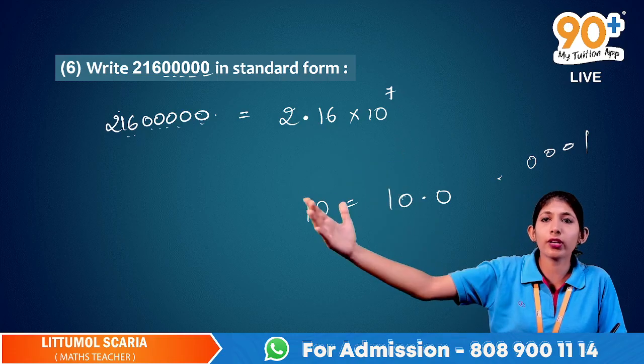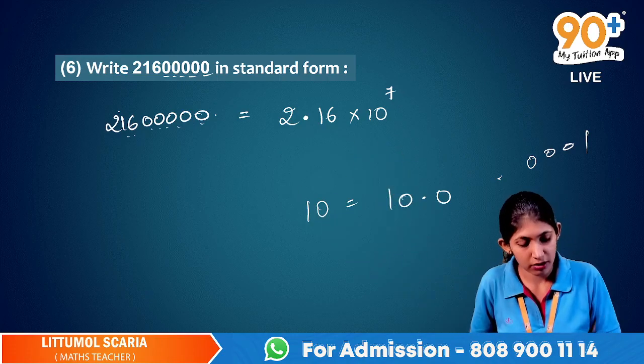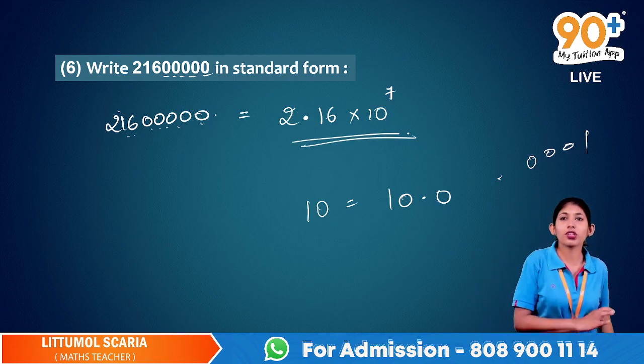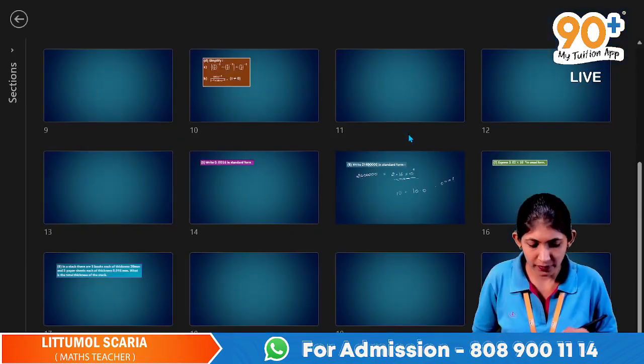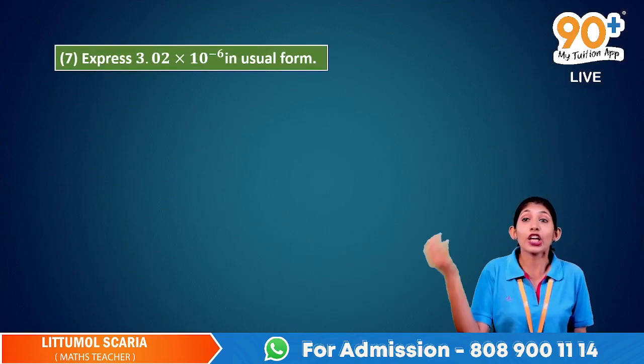It's a huge number, a very big number, very large number, so what will it be? Positive. That's it. 2.16 into 10 to the power 7. Okay, fine. Yes, next question. Express 3.02 into 10 to the power minus 6 in usual form.